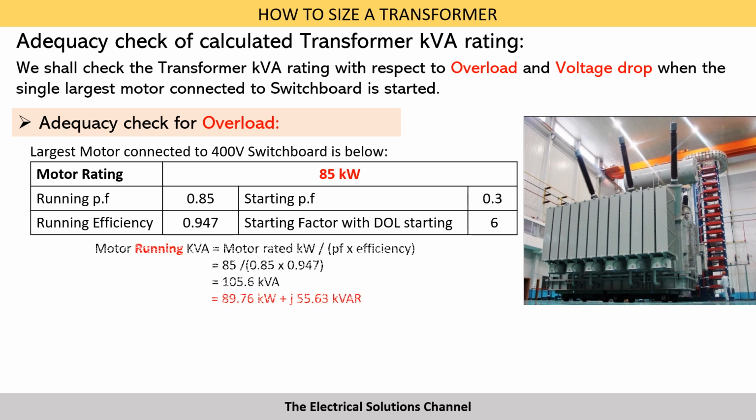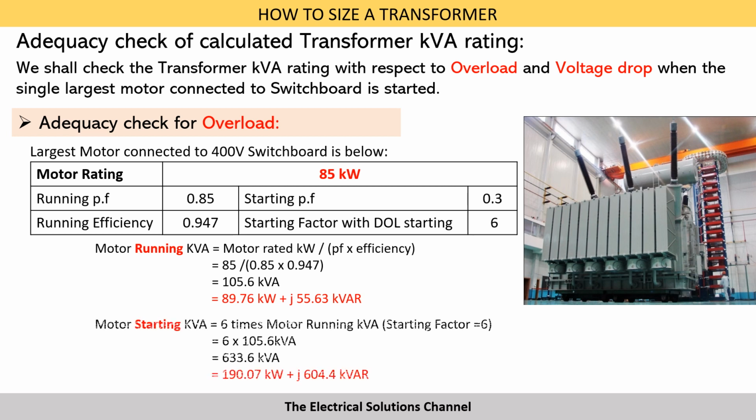First, we'll carry out the adequacy check for overload. Data of the largest motor connected to the 400 volt LV switchboard is given in the table. The motor rating is 85 kilowatt. The running power factor is 0.85. Running efficiency is 0.947, while the starting power factor is 0.3 and the starting factor with DOL starter is 6.